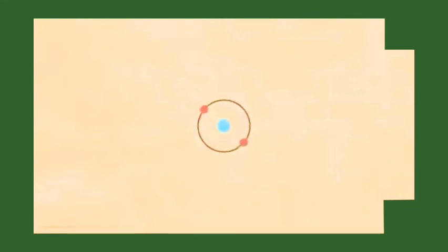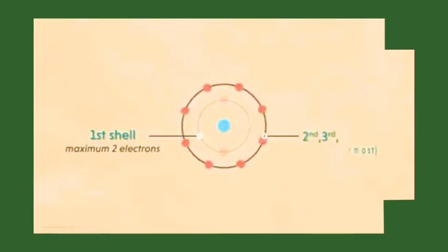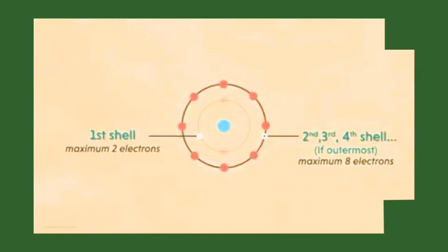First, the innermost shell, or the first shell rather, has a maximum of 2 electrons that can be accommodated in it. Secondly, from the second shell onwards, whichever is the outermost shell, it can accommodate a maximum of 8 electrons. In simpler words, the outermost orbital can contain 8 electrons at max.